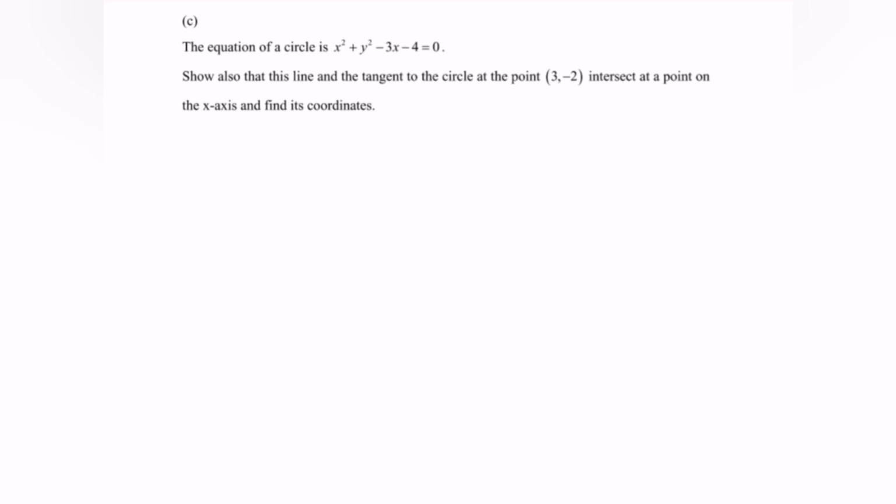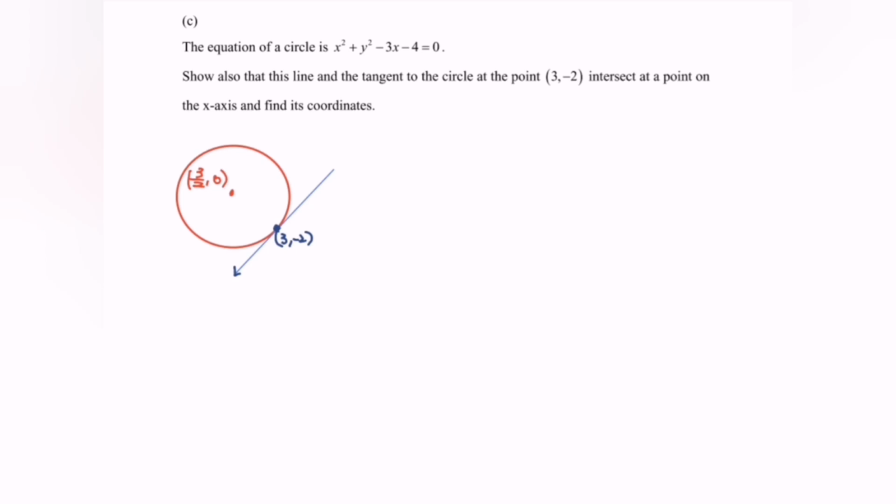Next, part C. Show also that the line and the tangent to the circle at the point (3, negative 2) intersect at a point on the x-axis, and then find its coordinate. So kindly illustrate the situation. Here we have the equation of the circle and also the diagram for the circle, and the center is (3 over 2, 0). Next, we have the tangent to the circle at the point (3, negative 2).